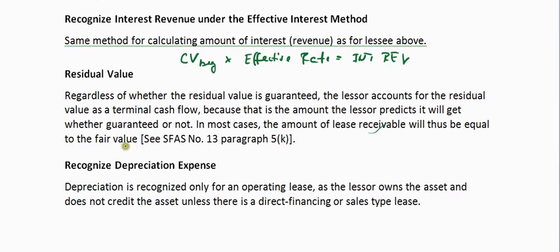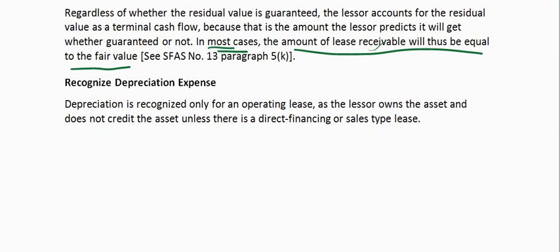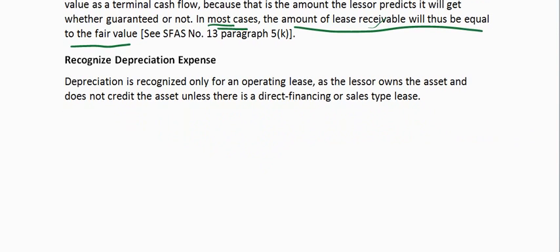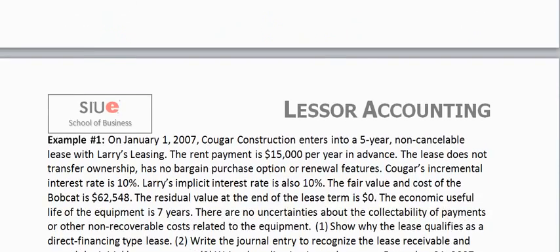In most cases, and this is really important, the amount of the lease receivable will thus be equal to fair value. In fact, if you're given the fair value of the asset that's being leased and you don't really have any other information, it's always reasonable to assume that the lease receivable will equal the fair value of the item leased. There is no depreciation expense that's relevant to a capital lease. If it is an operating lease, the lessor will continue to depreciate the item as normal. Okay? But we're not going to do that depreciation.